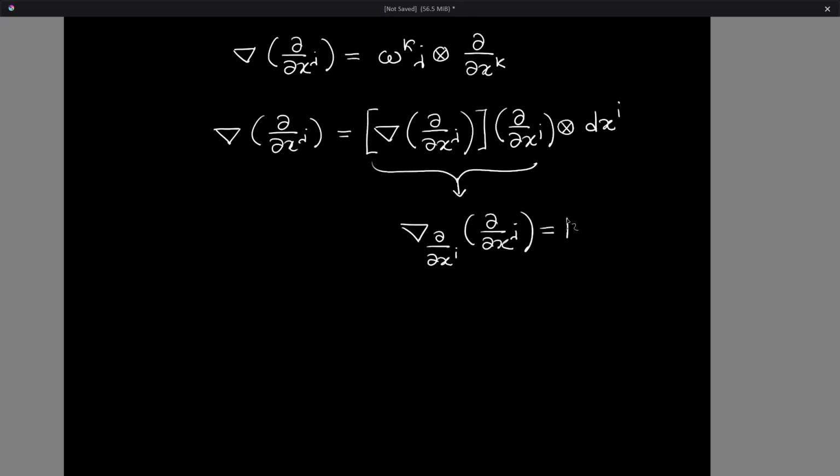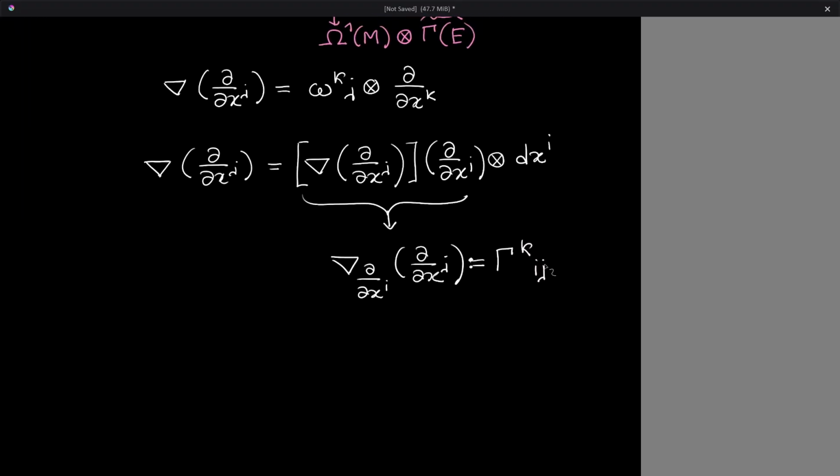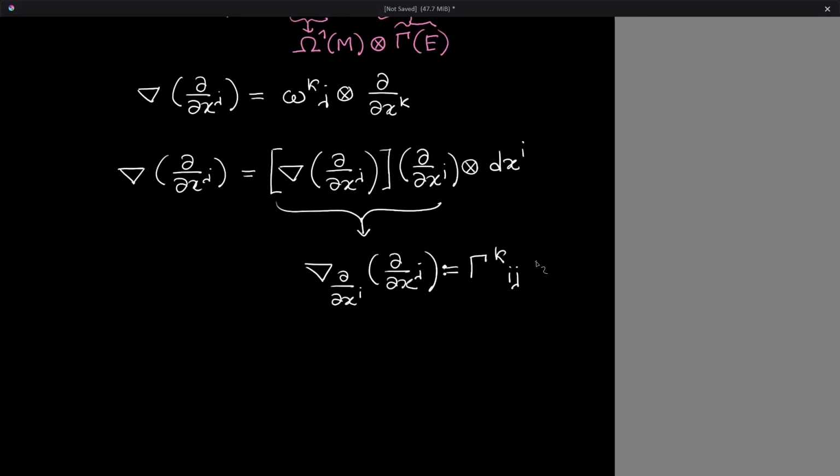But this is just equal to the Christoffel symbol. This is by definition. We just defined it. You can scroll back to the part of the video where we define this. This is equal to Gamma^k_ij. This is the Christoffel symbol multiplied by partial partial x_k. Remember, this is a section of E valued object, not necessarily a vector field, and that's why its basis is in terms of the coordinate basis of the vector field.